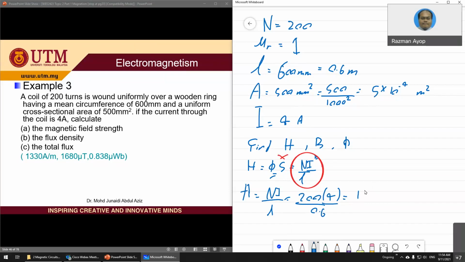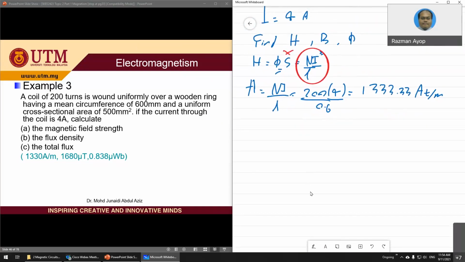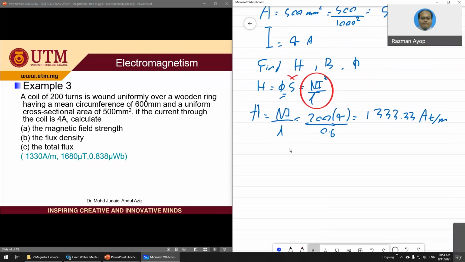So you get 1333.33. Okay, so ampere turn divided by meter. So you get the first answer. Okay, and then the question asks you to find B. So remember, the B formula is mu H, or equals flux over area.